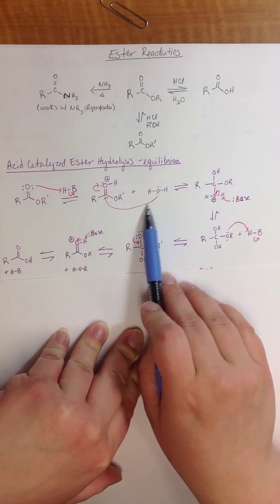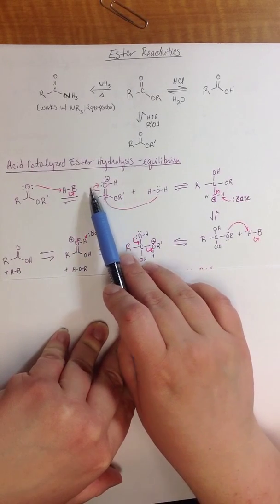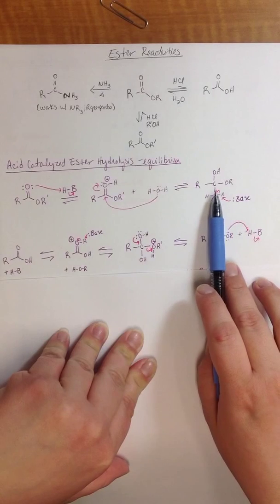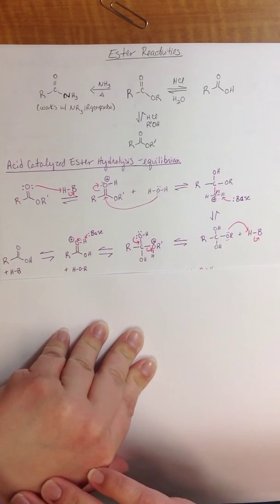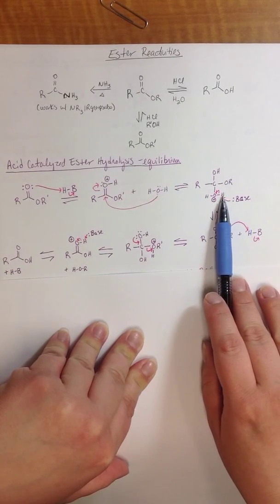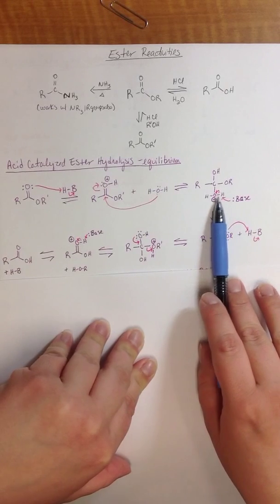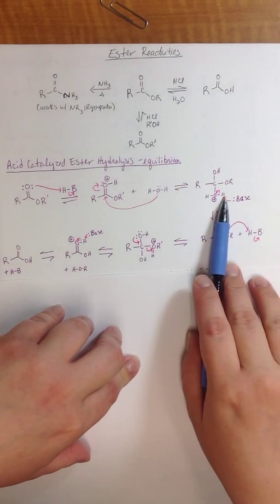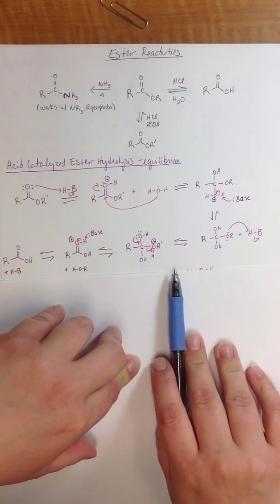Water takes its electrons and donates them to the carbonyl, allowing this carbonyl's electrons to go up. You make this first tetrahedral intermediate. A base will come and remove that hydrogen, doing what I refer to as cleaning up the reaction, simply by taking off the hydrogen and making everything neutral.